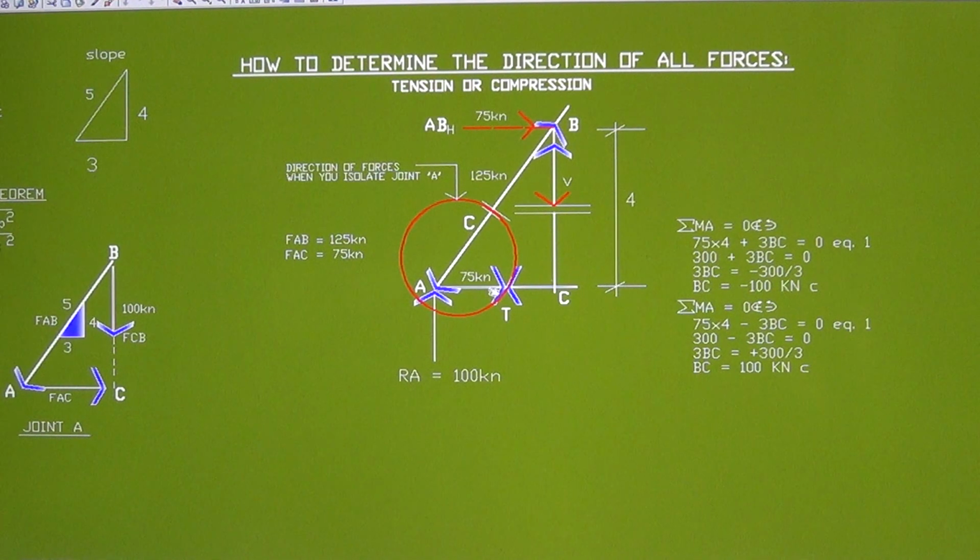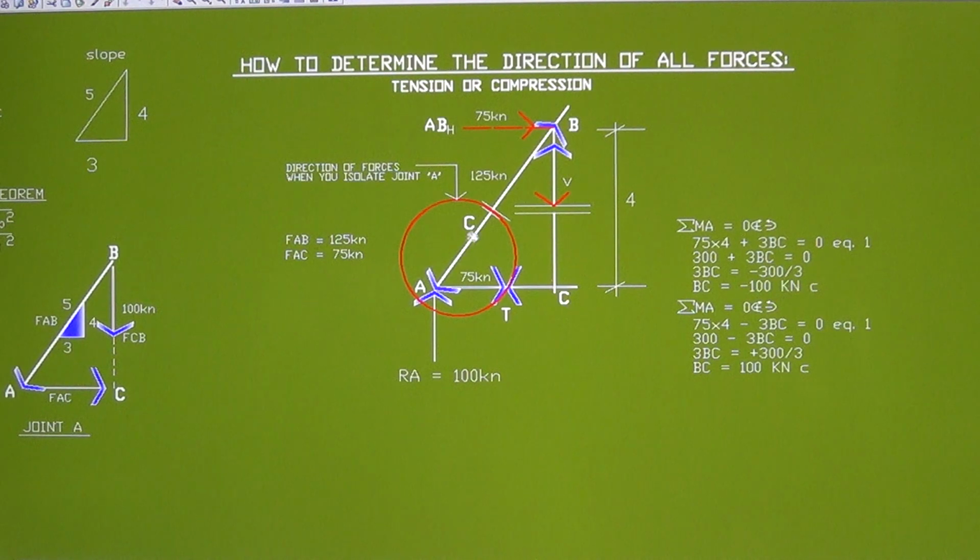Now we have the horizontal component for 125. If you work it out using the slope, it is 75 kilonewton. And if you're looking at joint B here, since this is compression and you cut it there, the arrow is going towards the joint. Joint there and joint there. And when you cut it here, the tension is going away from the joint. Now we don't know the direction of this force here, the BC. We can find out by taking moment at A.